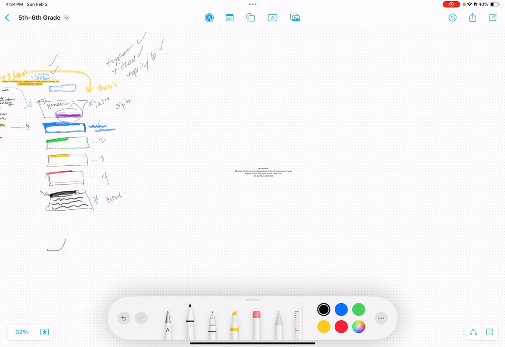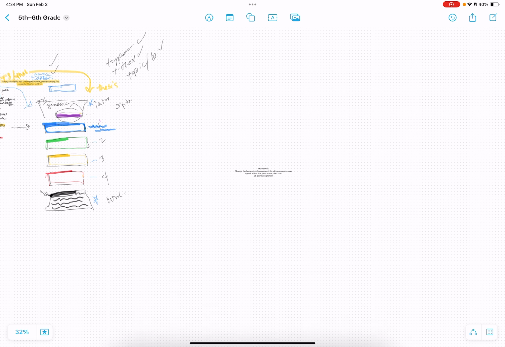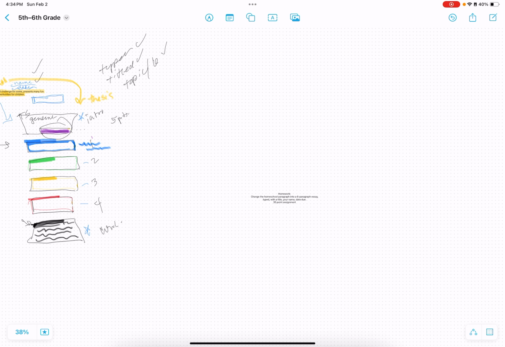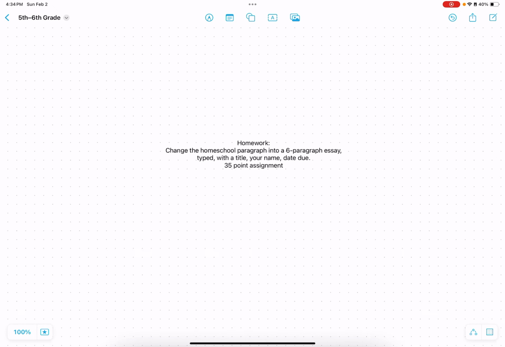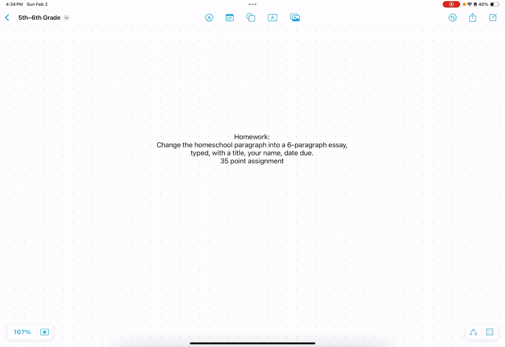I hope you do a good job with this. This is super important. If you can learn to organize your writing like this, you will do very well all the way through college, okay?